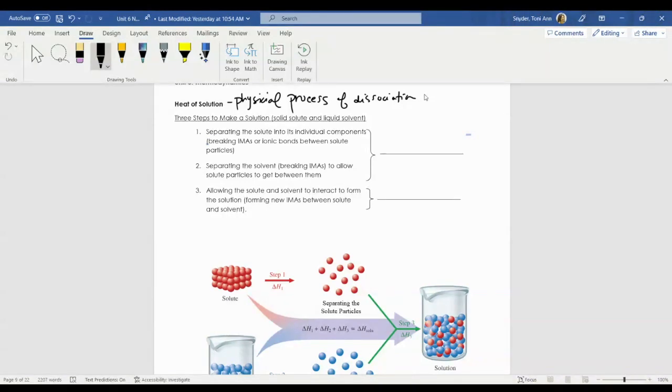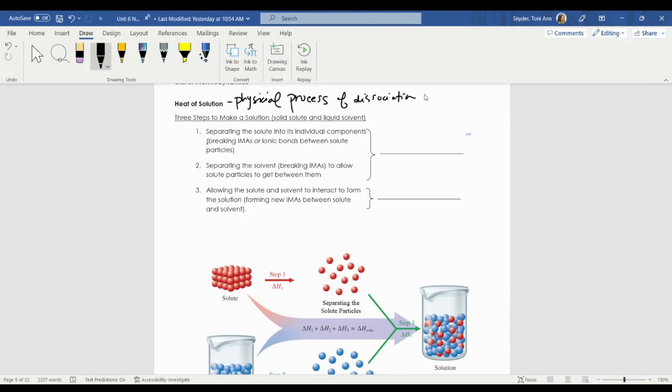So when we're making a solution, to the average person, to the peasant of chemistry, it seems very easy, right? You just put something in water and it dissolves. To the chemist on a molecular level, there's a lot of stuff that's happening, okay?